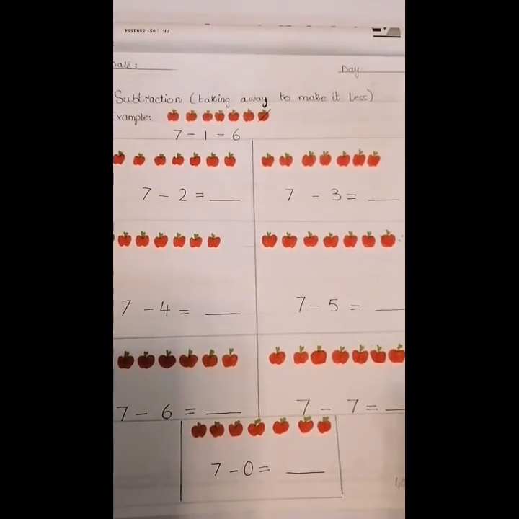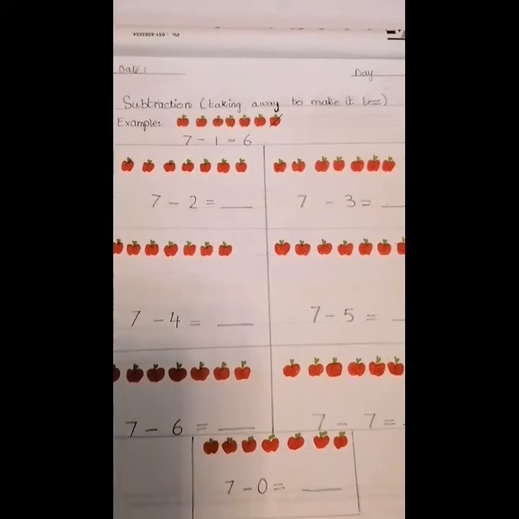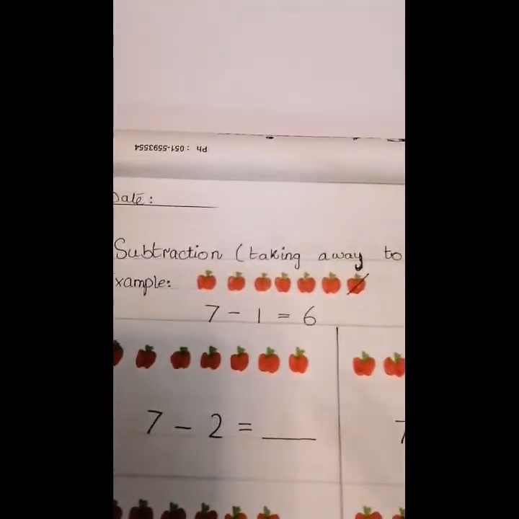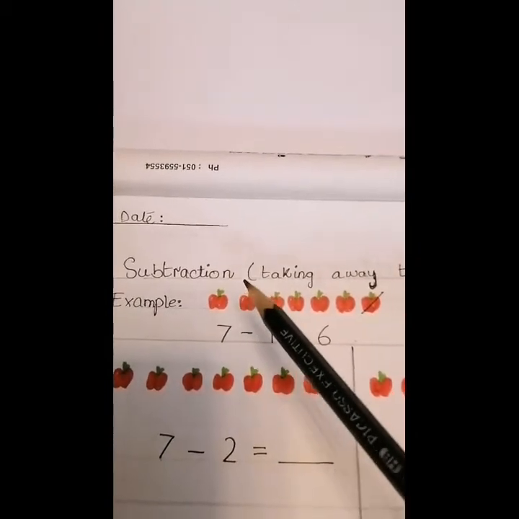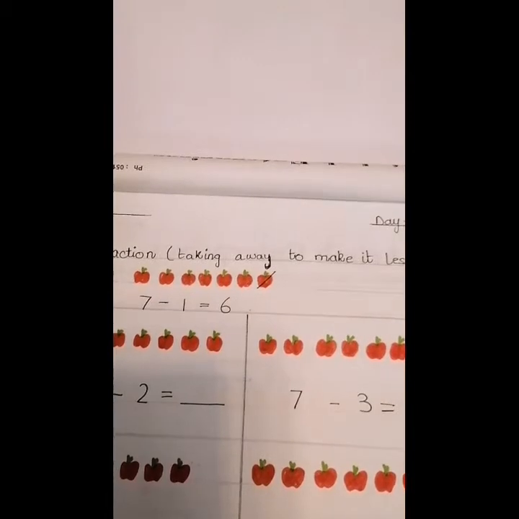This is your today's homework. This is page 49 of your maths workbook. Let's see what we have to do here. Subtraction. Taking away to make it less.